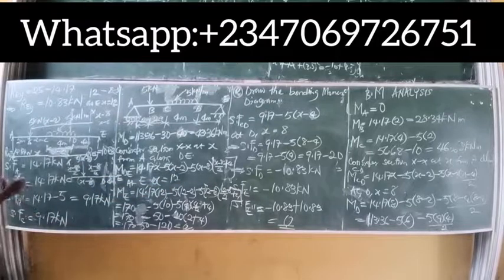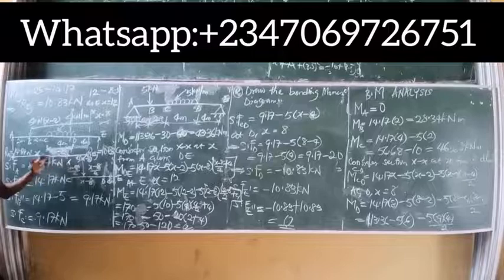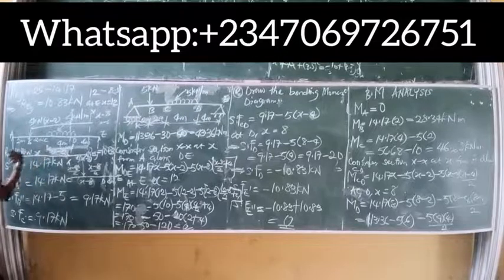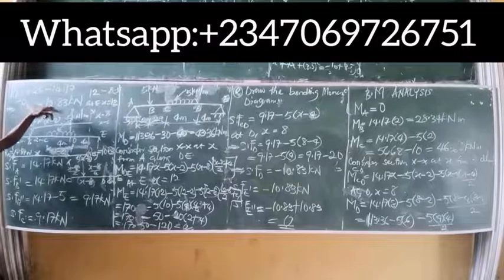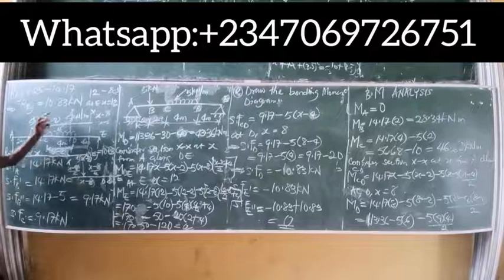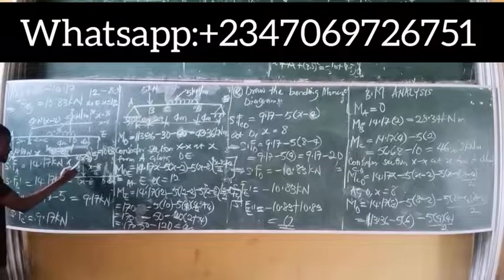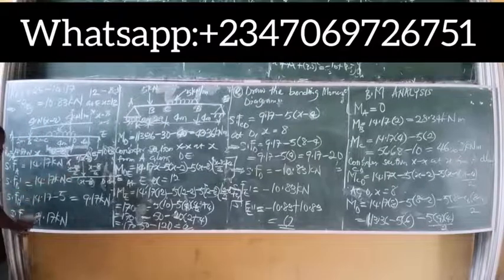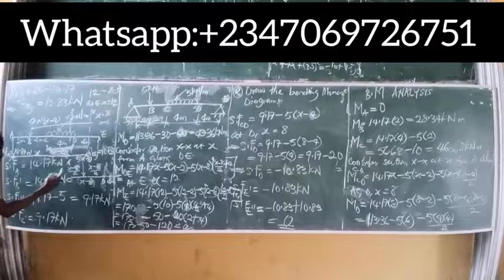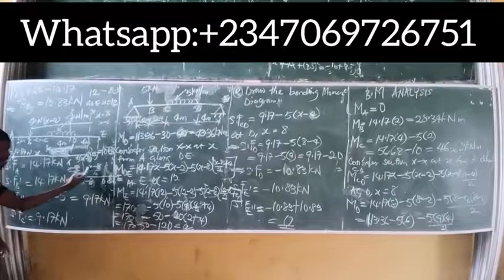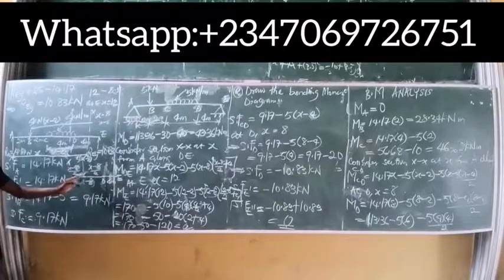Now, we have the UDL. The UDL now has a length of X minus 8. Now, to convert the UDL to a point load, you have to find the load of the UDL first. You simply multiply the load intensity by the length covered. Simply 5 times X minus 8. That becomes the point load of the UDL. And let's say we place this point load at the middle of the length. The middle of X minus 8 becomes X minus 8 all over 2. This becomes the middle of the UDL.